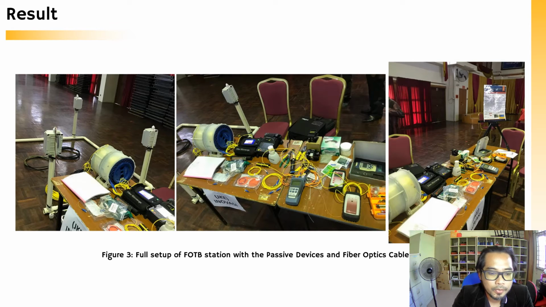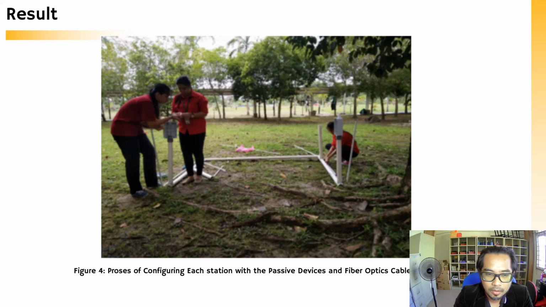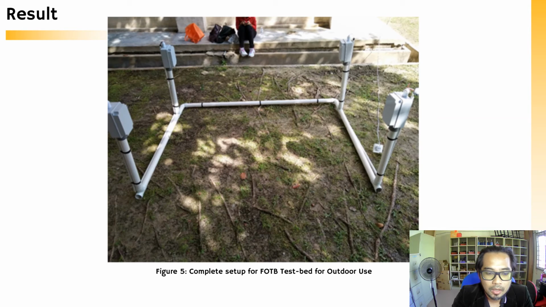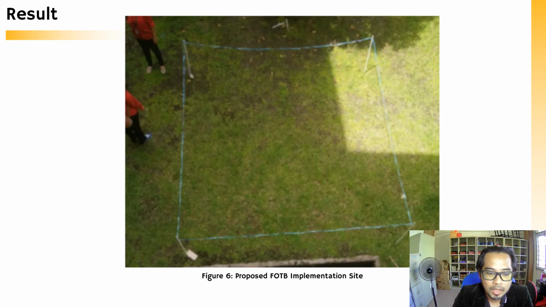This is a full setup of the FOTB station with the passive device and fiber optic cable. Figure 4 is the process of configuring each station with the passive device and fiber optic cable. Figure 5 is the complete setup of the FOTB test bed for outdoor use. Figure 6 is the proposed FOTB implementation site.